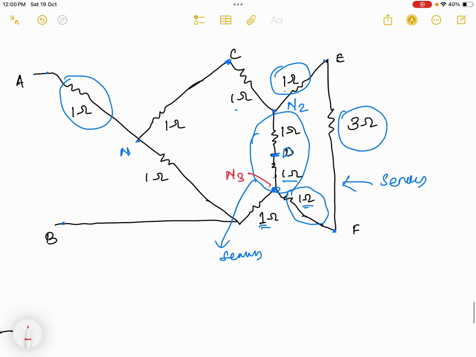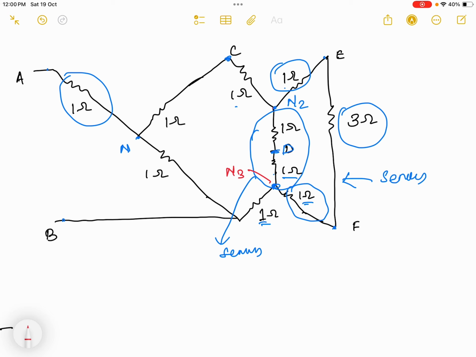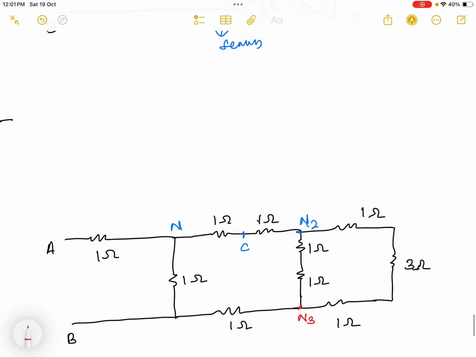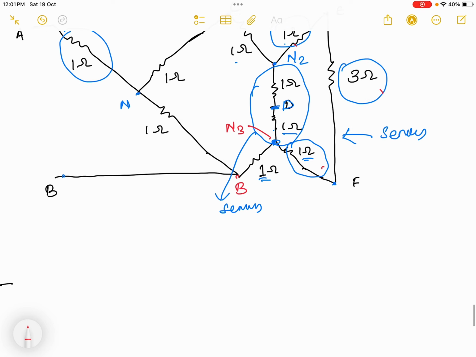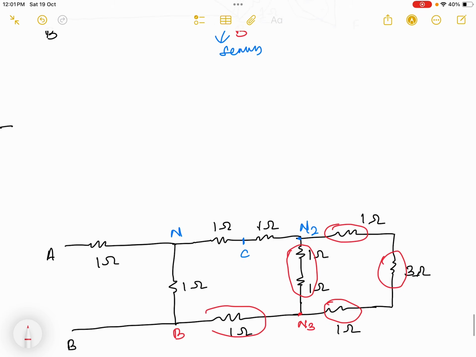Now as I told, between N2 and N3, this 1 ohm, this 3 ohm, and this 1 ohm are all in series. So I kept 1 ohm, 3 ohm, and 1 ohm in series. Now this 1 ohm and 1 ohm are again in series. What is left here? Between B and N3, you can check, this is the node B, and the resistance value is also 1 ohm. Now this diagram looks very simple. This 1, 3, 1 are in series. This 1, 1 are in series again. So both will be in parallel.